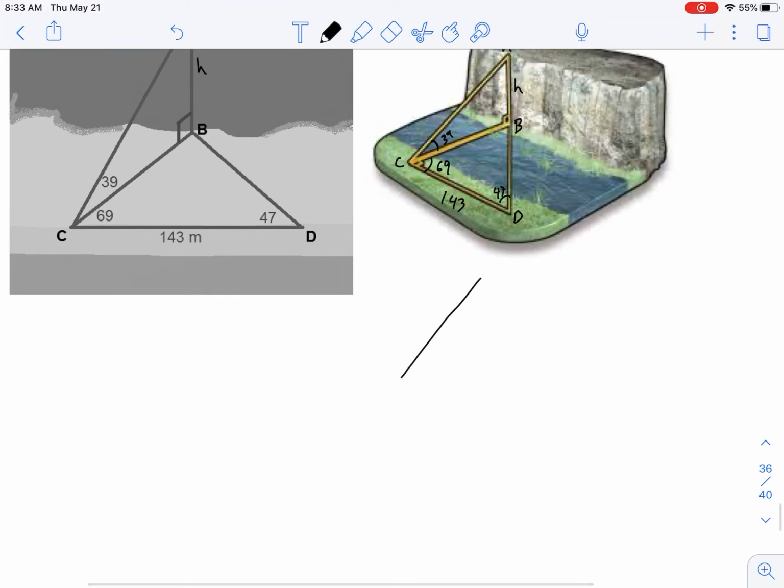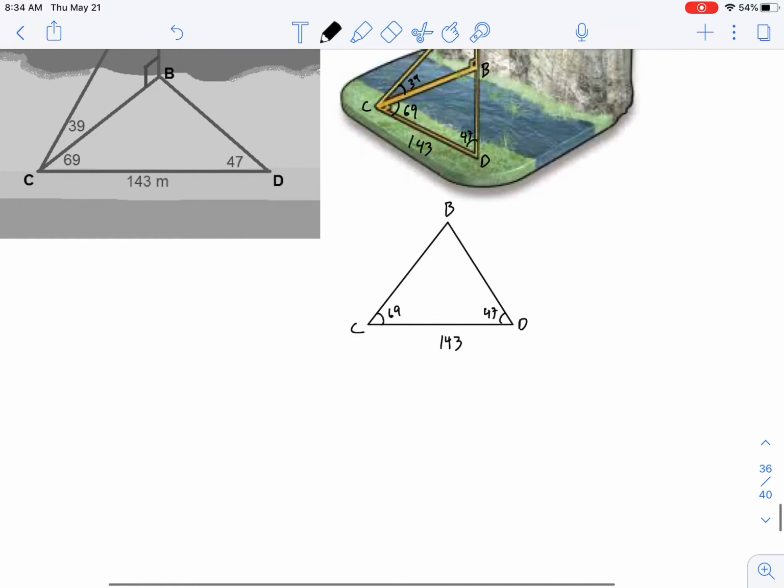If I redraw this triangle, it's usually a good idea to redraw a triangle just to get a clear understanding of what's going on from the diagram. BDC: we've got an angle here we know, an angle here we know, and we know the bottom, 143. Taking a look at this triangle, if that was all that was given to you, it would be relatively easy to solve.